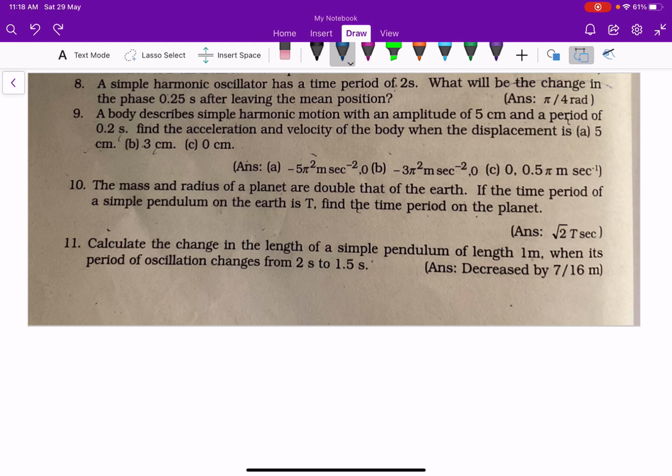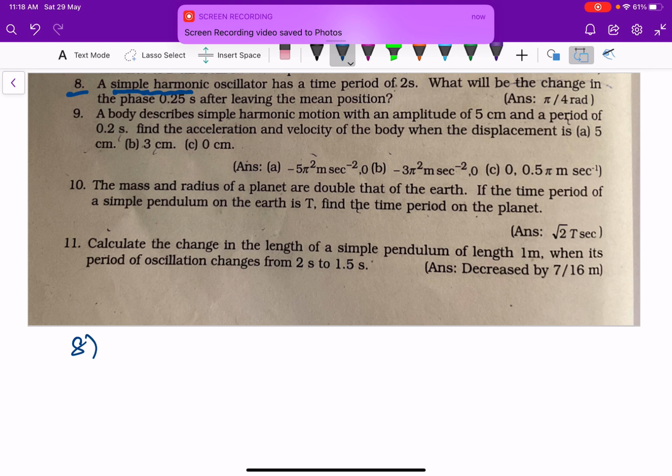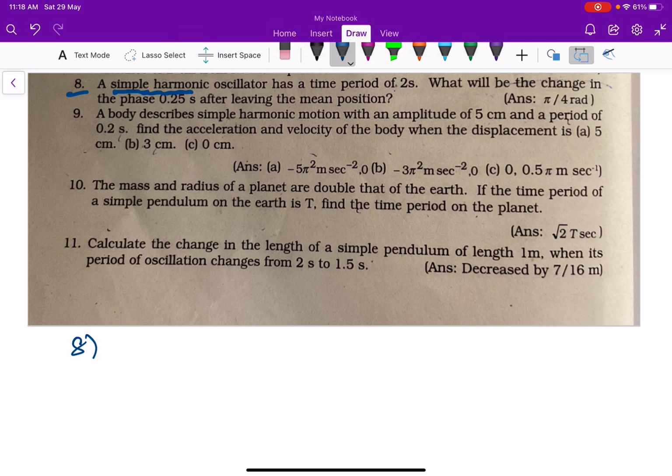Dear students, in this session we are going to discuss unsolved problems from 8th one. Here, 8th one has asked to find out, he has given that a simple harmonic oscillator has a time period of 2 seconds. What will be the change in the phase?